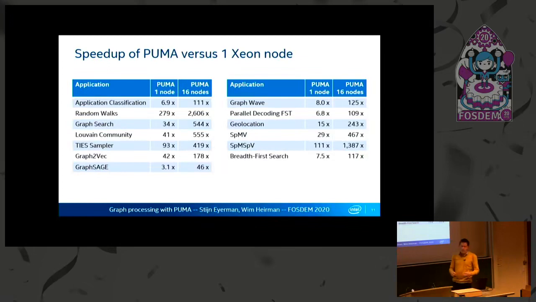On the other hand, if it's purely memory bandwidth bound, such as random walks, then we see a very huge performance increase. And the 16-node projections also show that it scales much better than Xeon does.